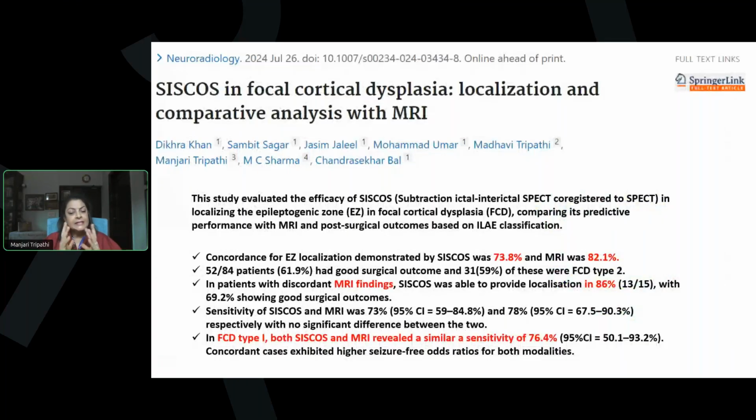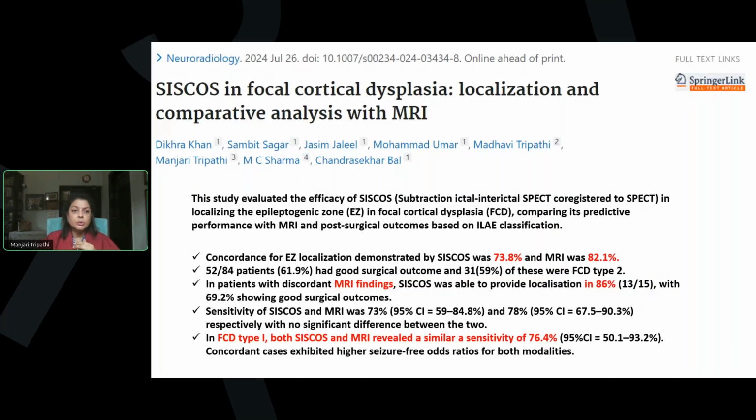Then ictal SPECT, that is within 30 seconds, or actually within 20 seconds, of the seizure onset. And that is why ictal SPECT is done in our epilepsy monitoring unit, where we inject the ictal tracer within 20 seconds, and it has a good localization of 73%.